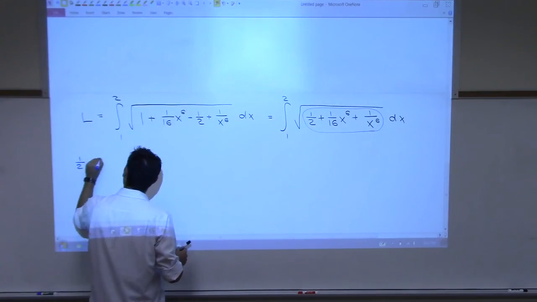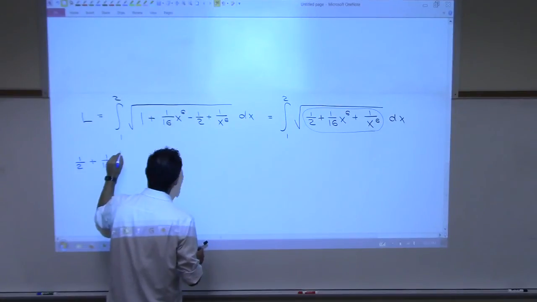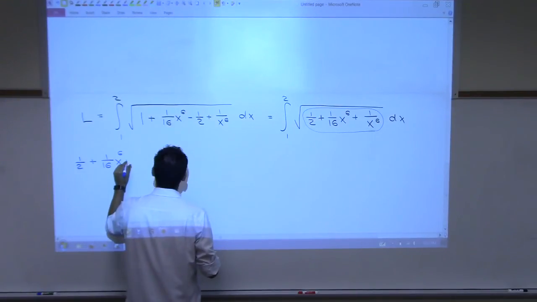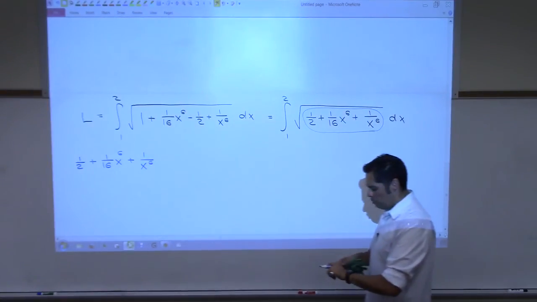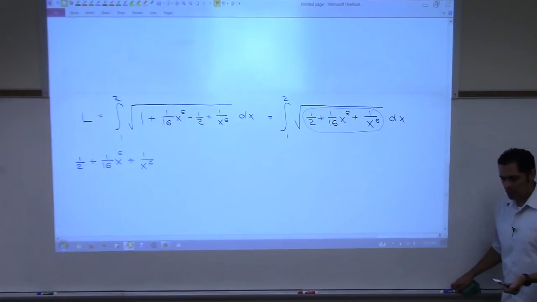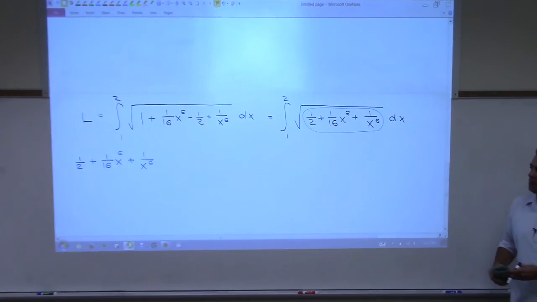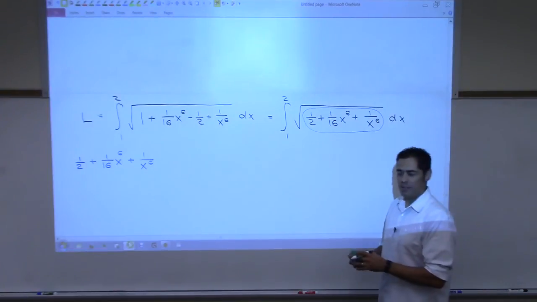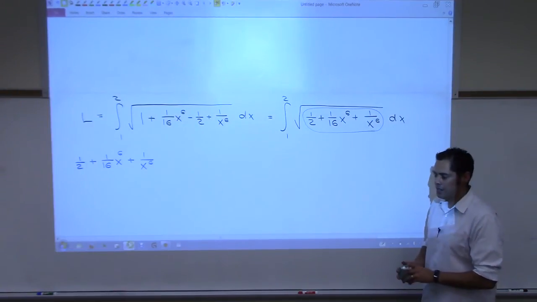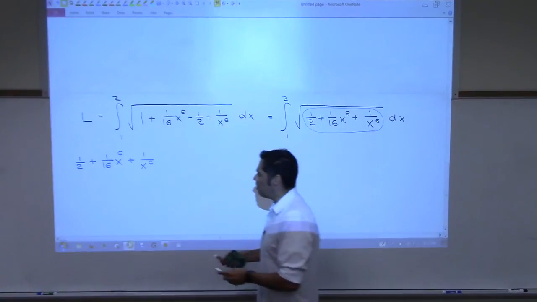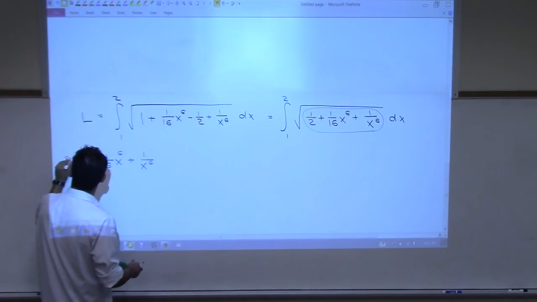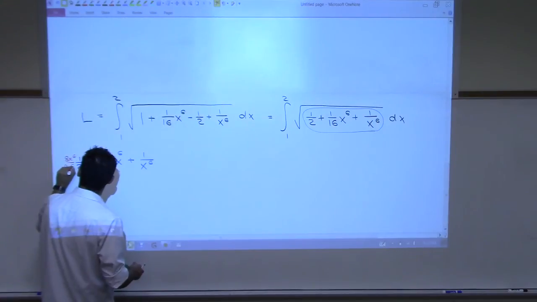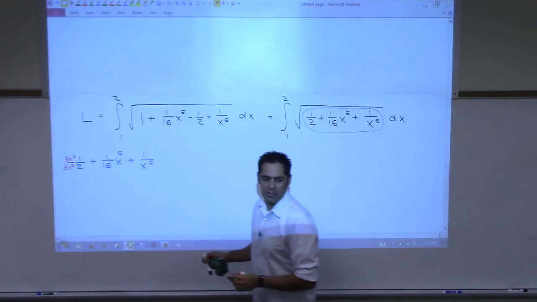1/2 plus 1/16 x squared, or x to the 6th, sorry, and then plus 1 over x to the 6th. Find me a common denominator. What would a common denominator be here? 16x to the 6th. So what would I need to multiply on the top and bottom of this fraction to get that? 8x to the 6th here, 8x to the 6th here. That would give me the common denominator of 16x to the 6th.